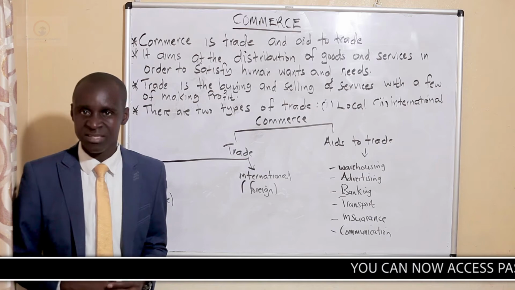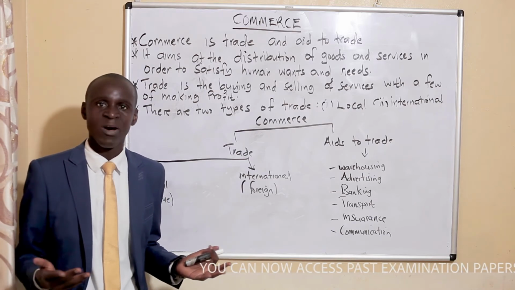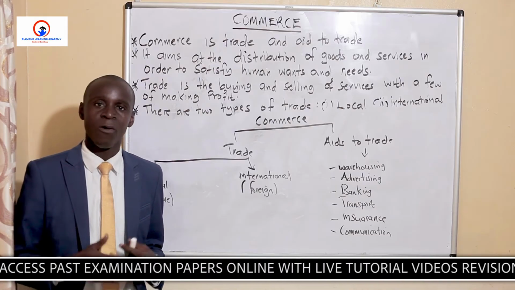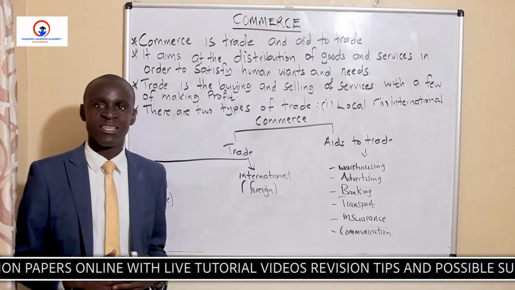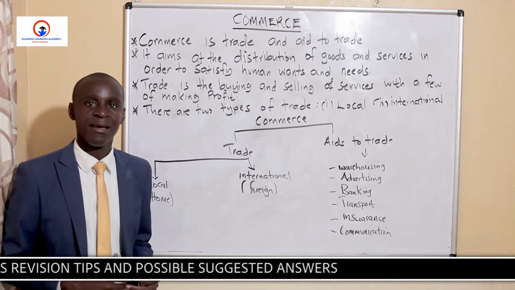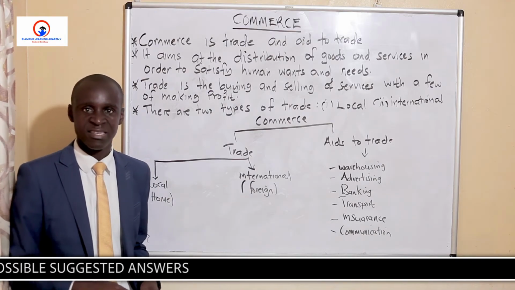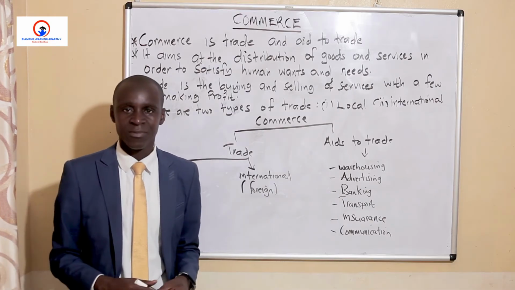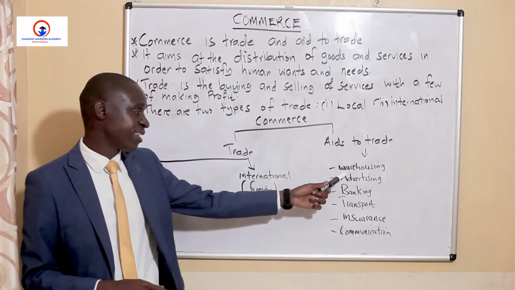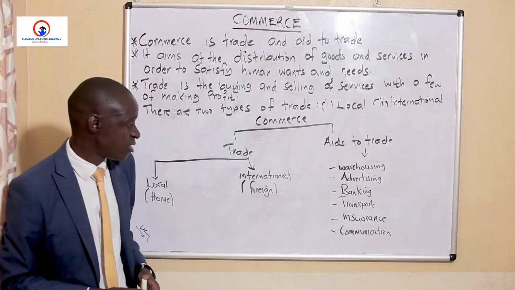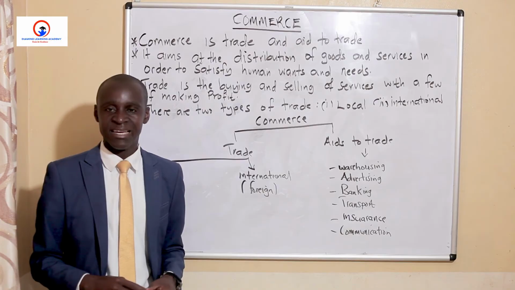So as you are doing business, what makes business easy to do are simply what we call aids to trade. And those aids to trade are divided into their various components in business. Number one, we'll be looking at warehousing. Number two, we'll be looking at advertising. Number three, we'll be looking at banking, transport, insurance, and communication.